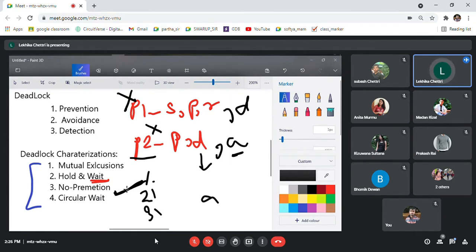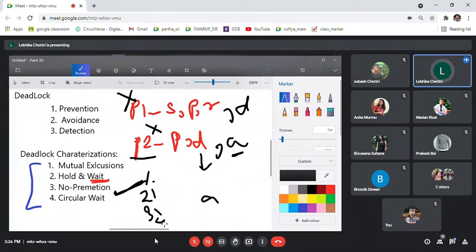I will release my resources so that somebody else can complete the task. No, none of the processes has that big a heart. So now we do not have preemption. Everyone is holding and waiting, and none of them are releasing the resources. So that is called no preemption.